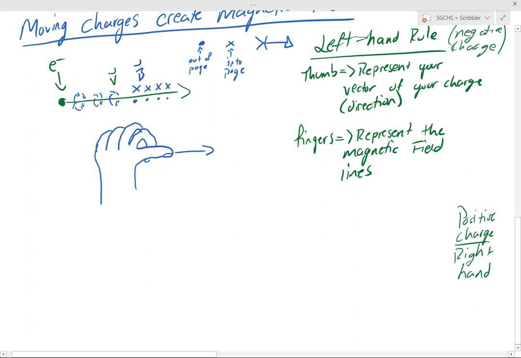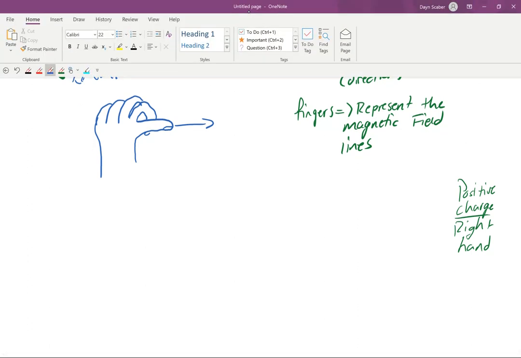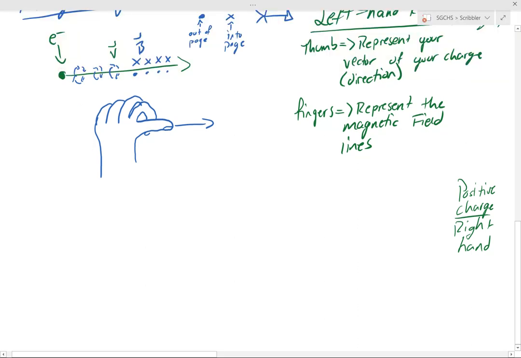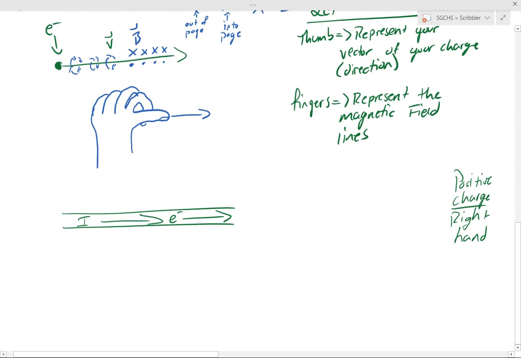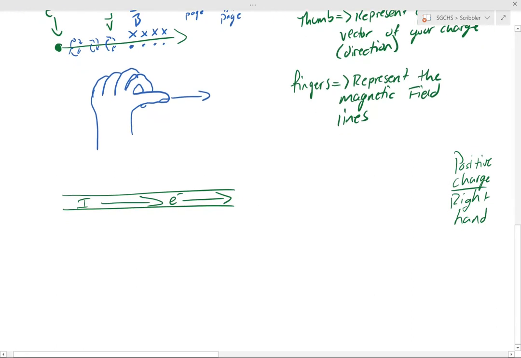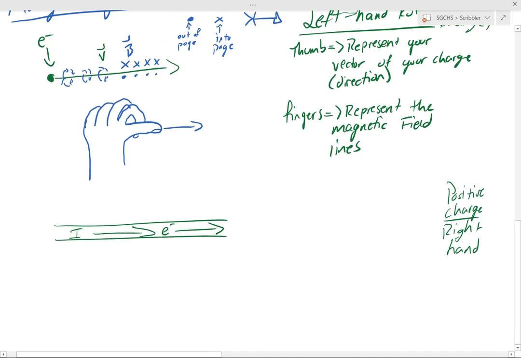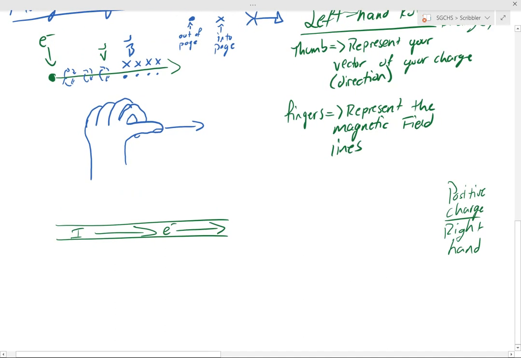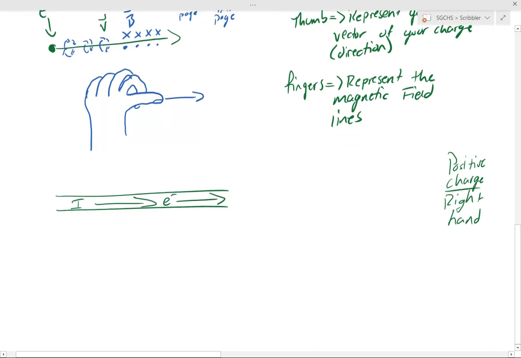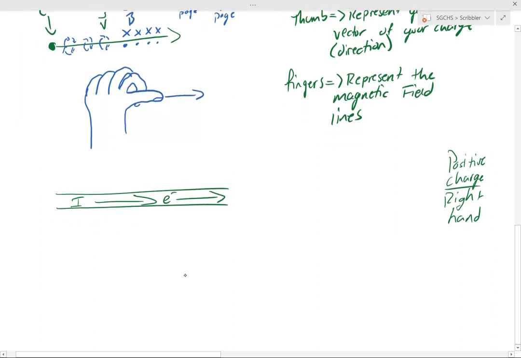Now, how about if we have a wire? If you think about it, a wire with a current going this way is exactly the same thing as a bunch of electrons moving this way. So you use the exact same rule for a wire. You just have multiple of these electrons, or if you have a positive moving current, then you use your right hand. So let's do an example where we have a wire, and we're looking into the wire.